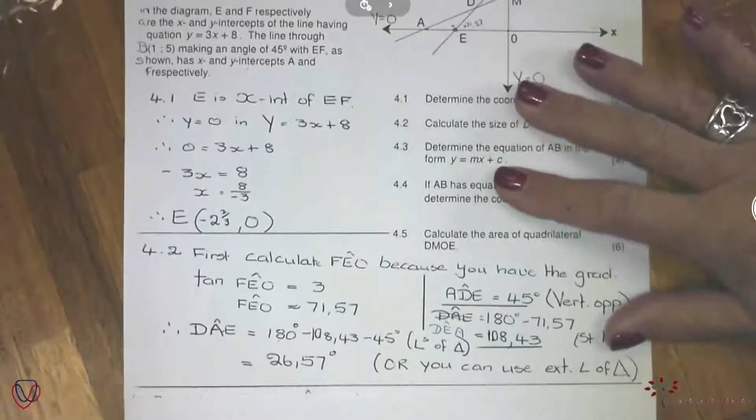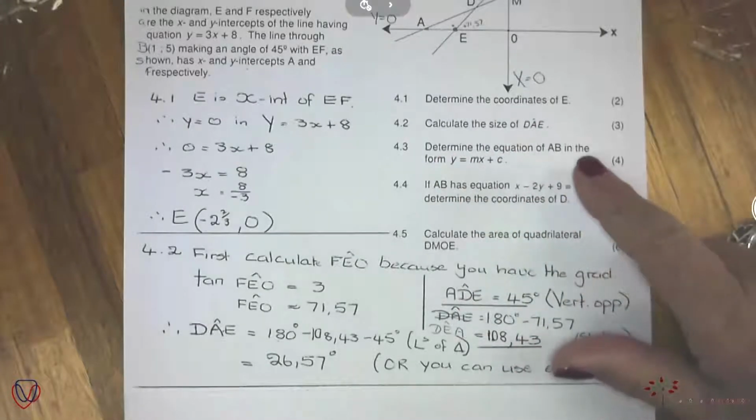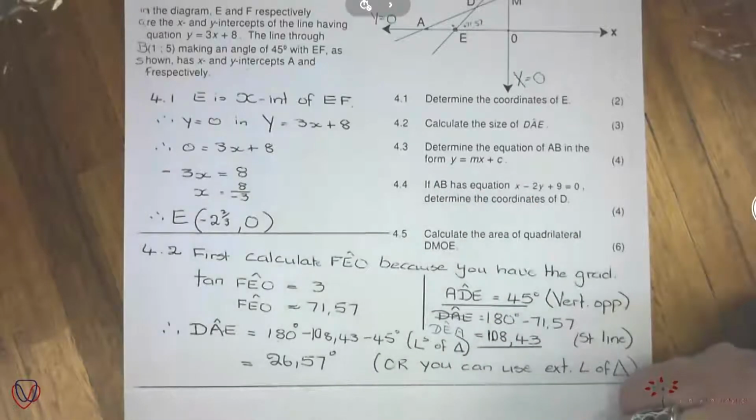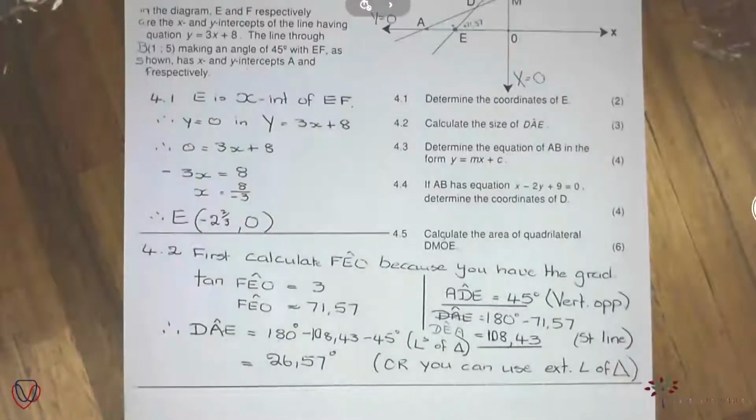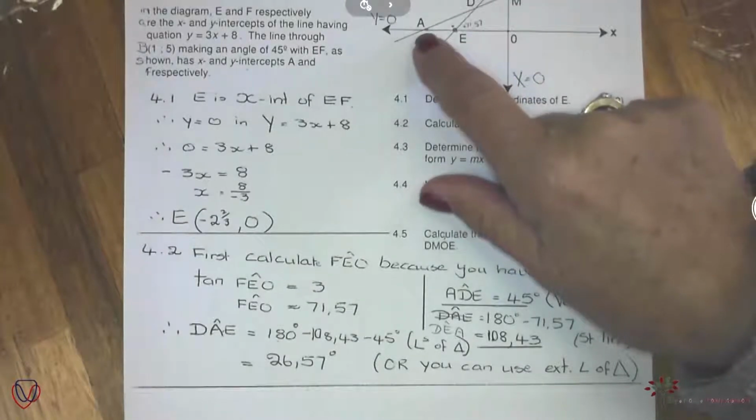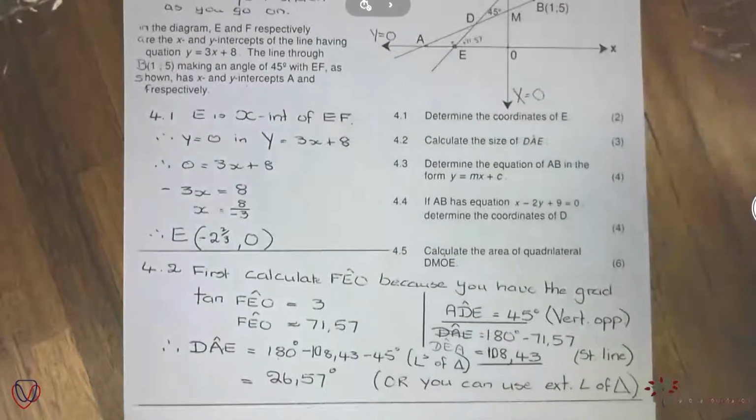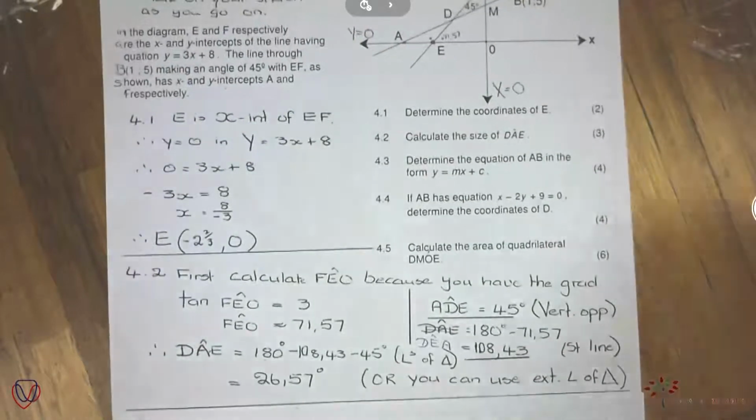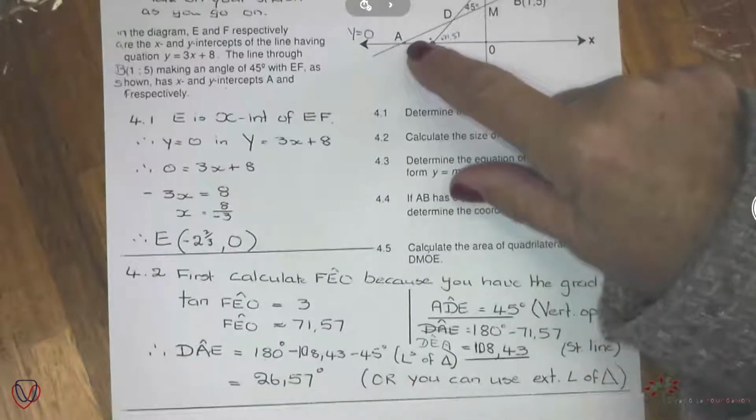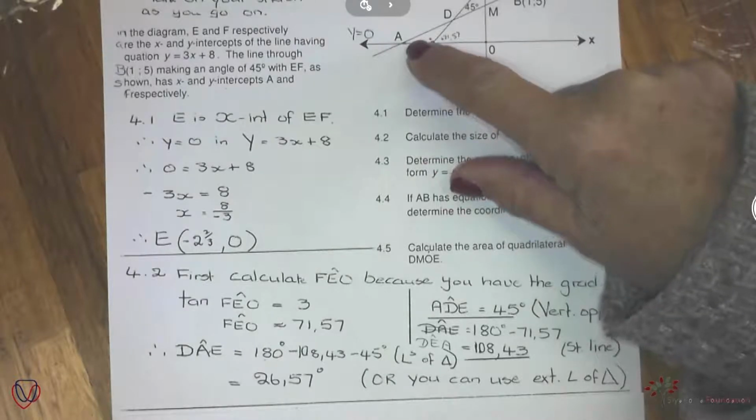Okay. Let's go on to 4.3. They said determine the equation of AB in the form y is mx plus c. Now they want the equation of AB in standard form. Now we've got a problem because we still don't have the coordinates of A. We do have the coordinates of B there, but we want the gradient. So what are we going to do to find the gradient? We know now what the size of A is. So we can determine the gradient by using the angle of inclination, backwards.